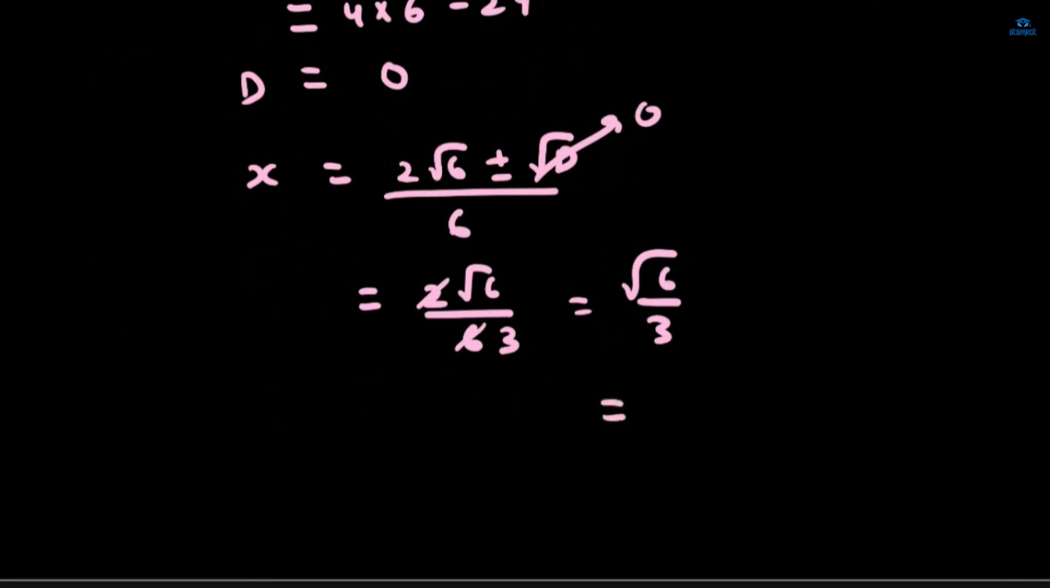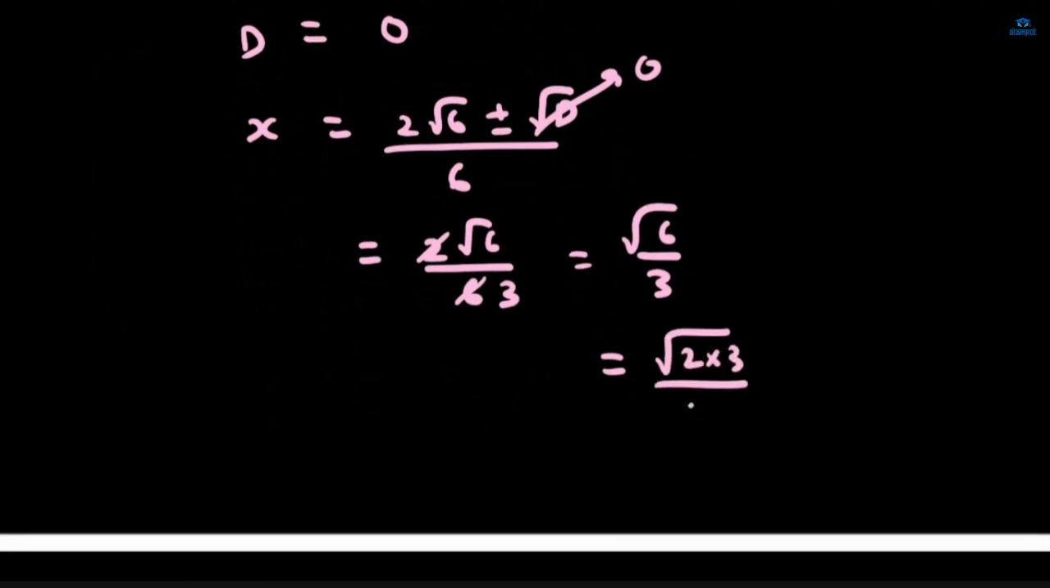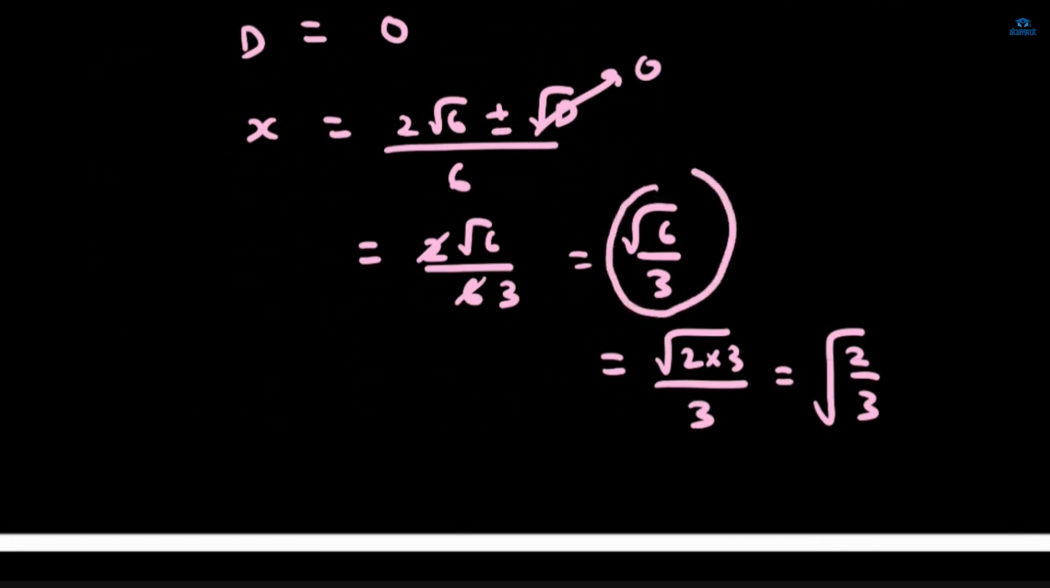In the last class also we were getting this value only, no? Do you remember what value we were getting? Root 2 by 3. It can also be written like this. This is the rationalized form. This is the unrationalized form because root is there in the denominator.